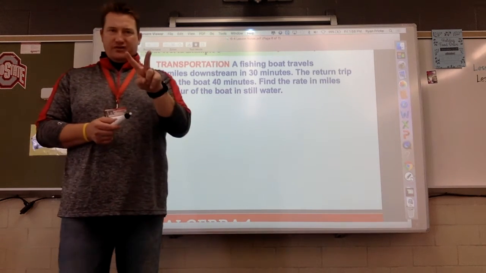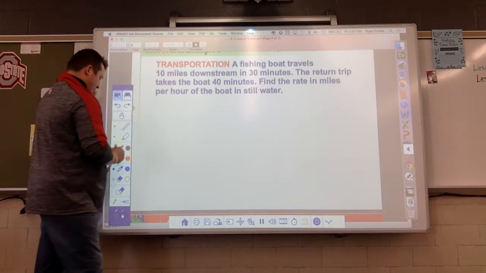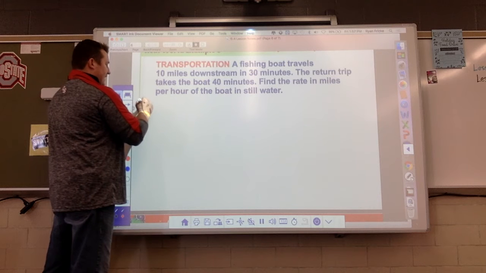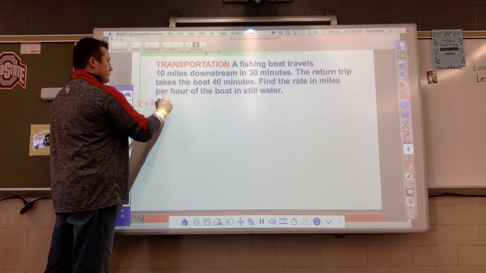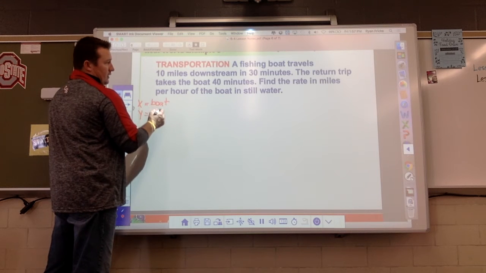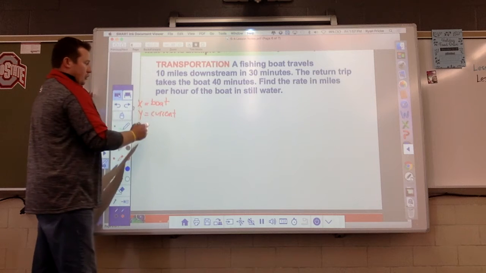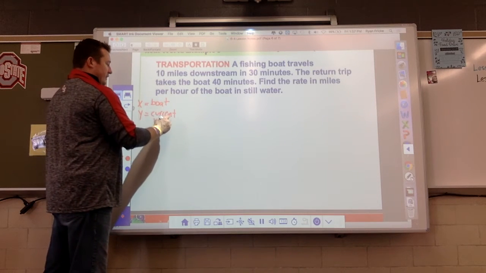What are my two variables? Well, here's your two variables, guys. So we're going to say x is the speed of the boat. What is y? Y is the speed of the water, or the current, right? I'll put water on here so we know.